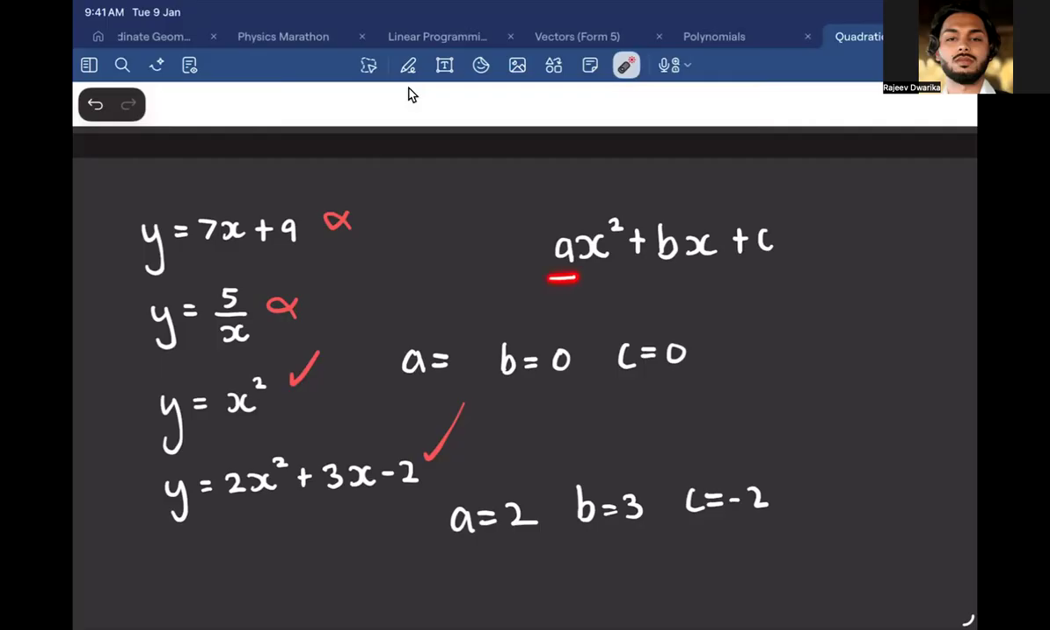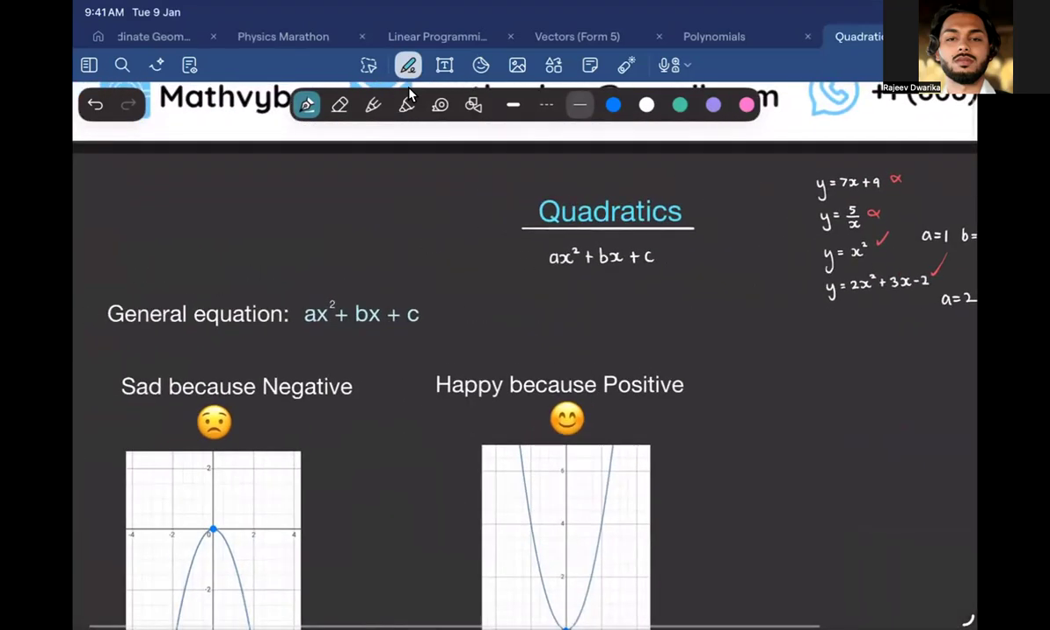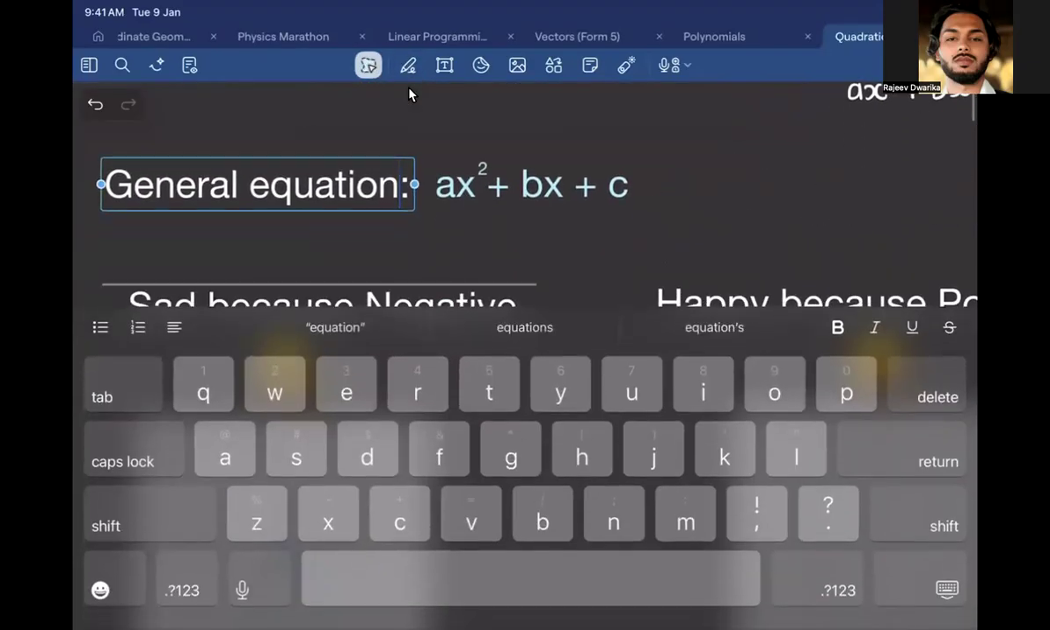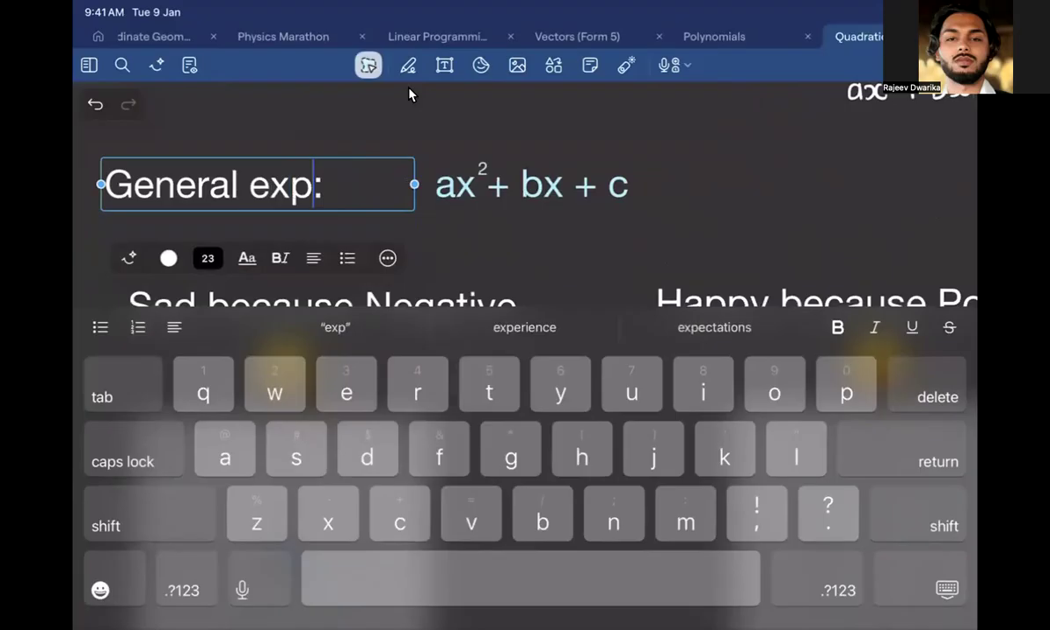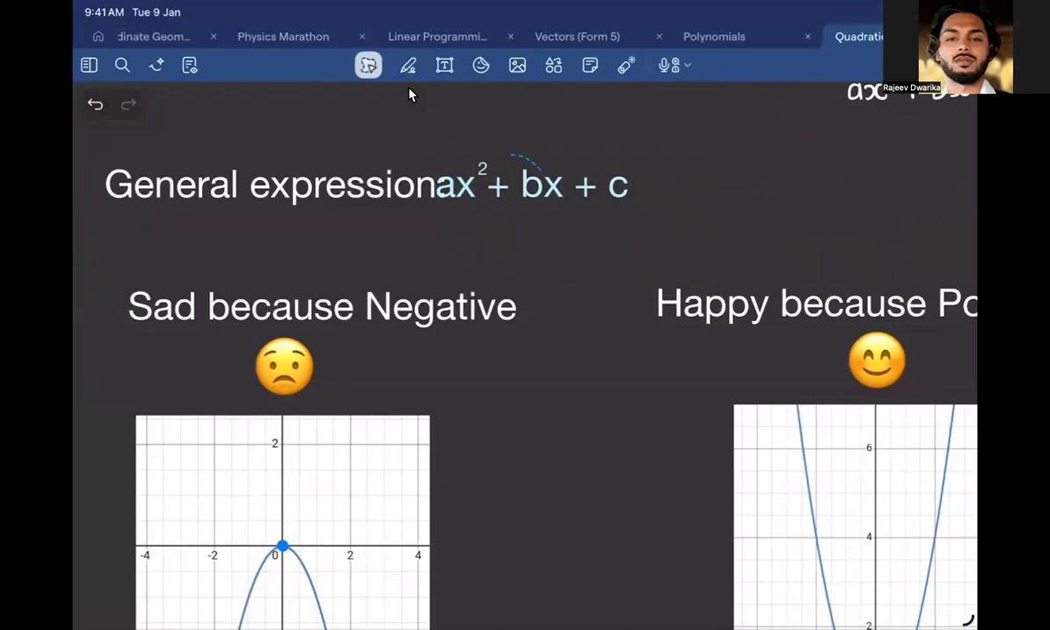That's the number in front of the variable. So this is a variable. It would be 1 because how much x squared does it have here? 1 x squared. If you're not seeing it, it means 1. Excellent. So the general equation of a quadratic, well, I should say expression because this is an expression. Just fix that. So this is the general expression for a quadratic. Please don't forget this.